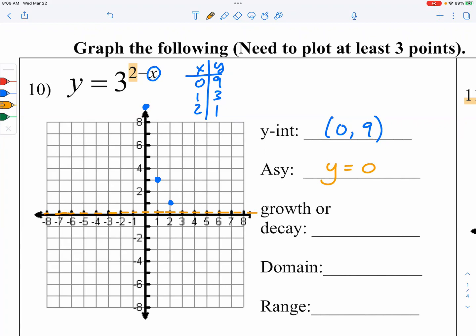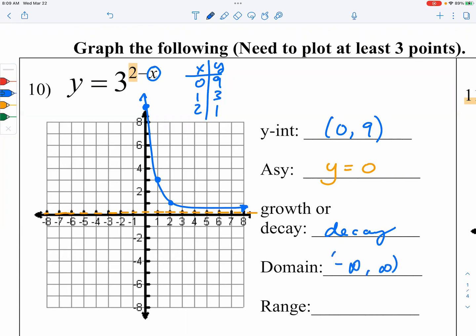And you may now go ahead, connect the dots. Okay. Is it a growth or decay? Totally a decay. Okay, it's getting smaller over time.